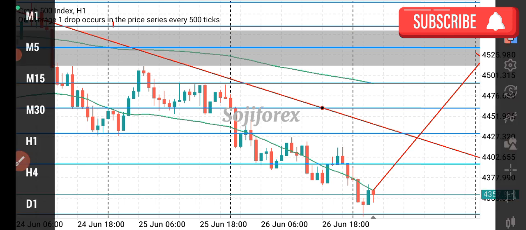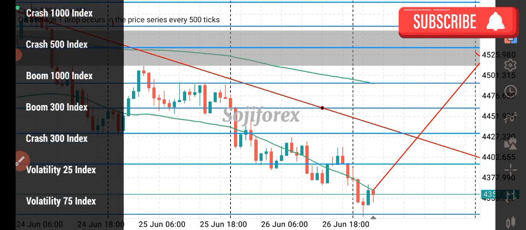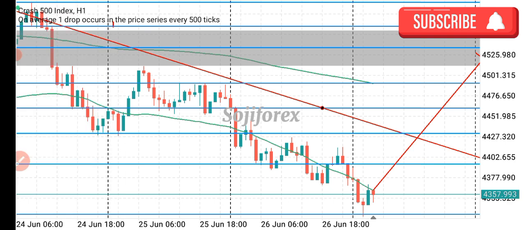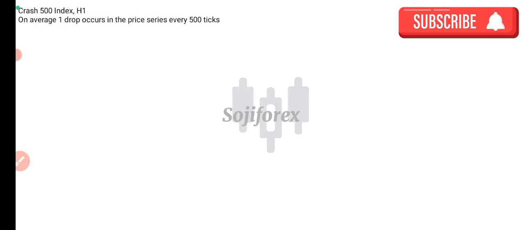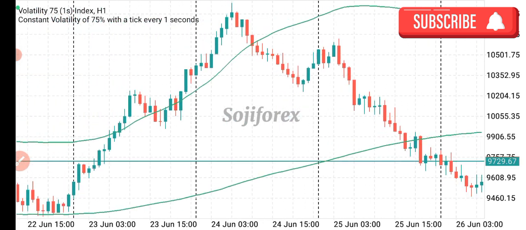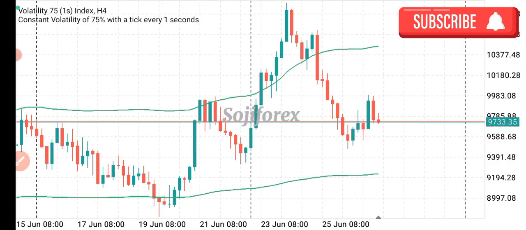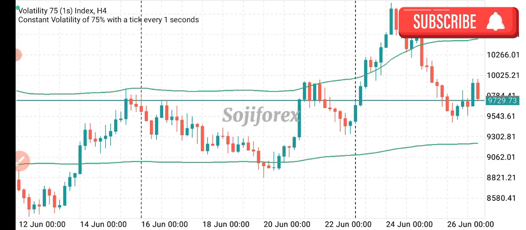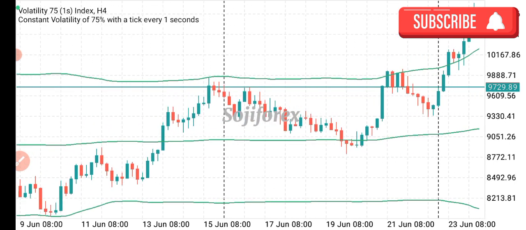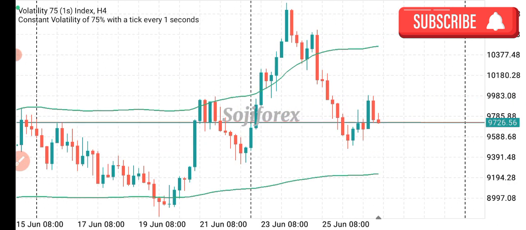We'll be watching out for any of these assets today. We'll be watching out for any of these, and once we get the signal we are looking for, we will move and flow with it.